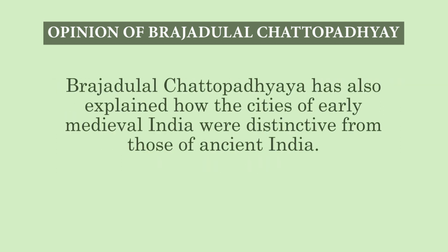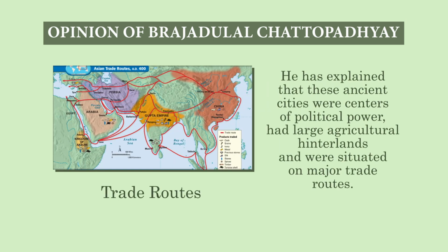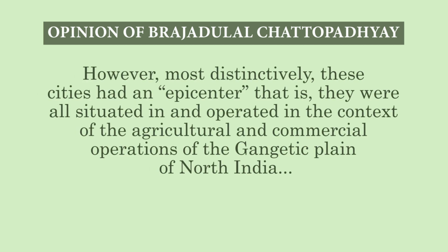Chattopadhyay has explained how the cities of early medieval India were distinctive from those of ancient India. He has explained that these ancient cities were centers of political power, had large agricultural hinterlands, and were situated on major trade routes. However, most distinctively, these cities had an epicenter.